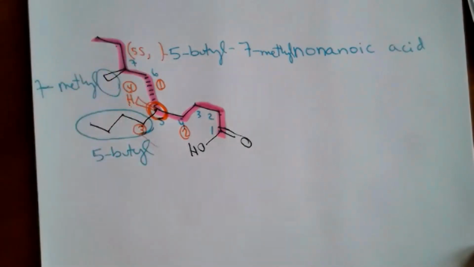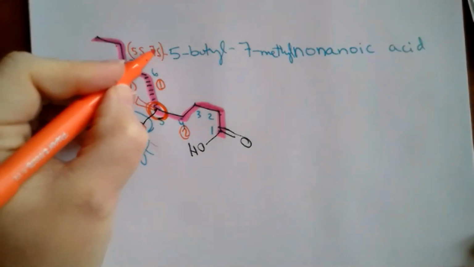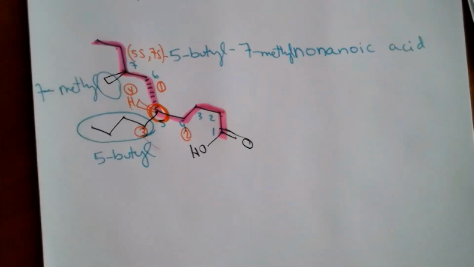5S. Carbon number 7 is also an asymmetric carbon. So is it R? Is it S? S. Hopefully that one didn't take you quite as long to think about. 5S, 7S, 5-butyl, 7-methyl, nonanoic acid.